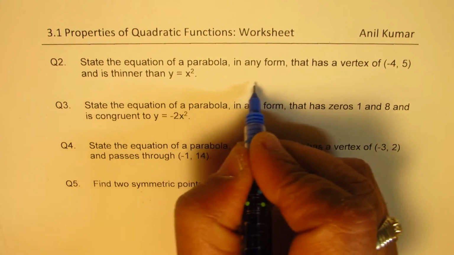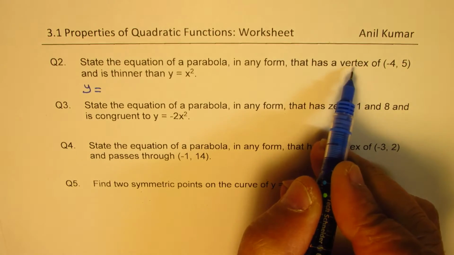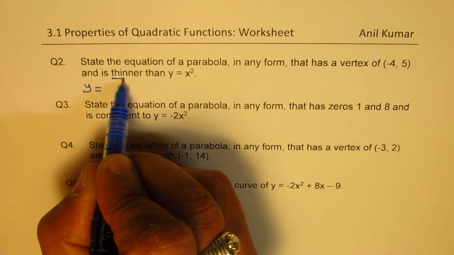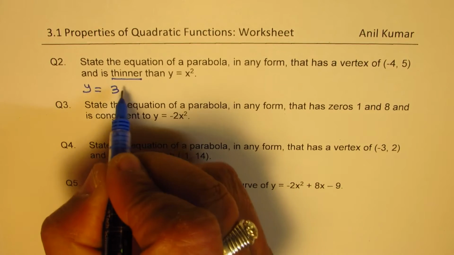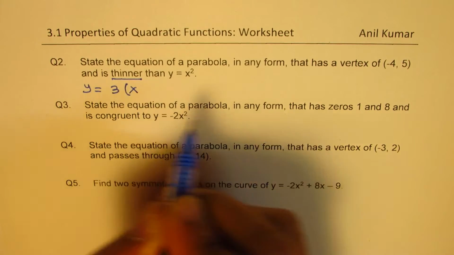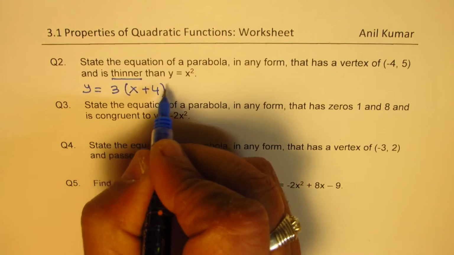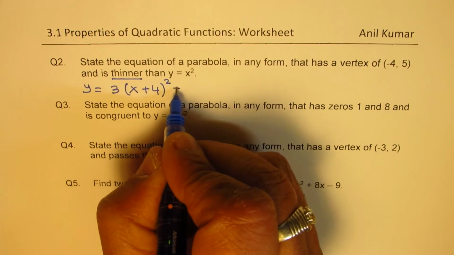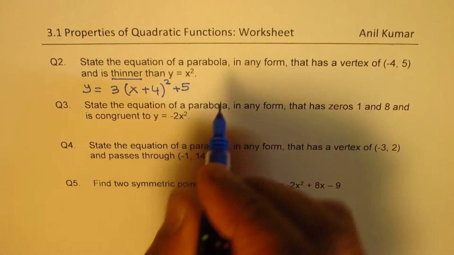So we could write an equation, let's say y equals to... now when we say thinner, it means what? It means vertically stretched, right? So we could write, for example, 3 times, vertex is (-4, 5), so (x plus 4) whole square plus 5. So that would be thinner, right? So this value of 3 makes it vertically stretched.